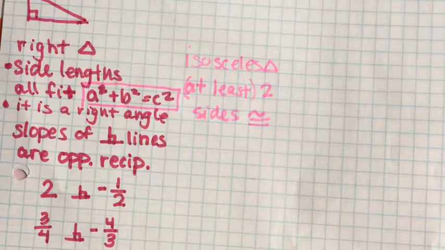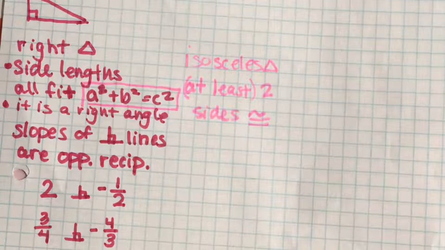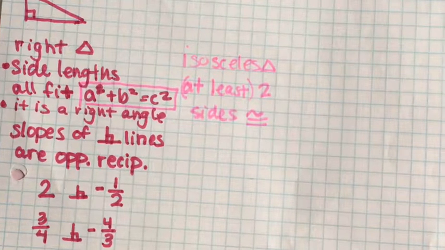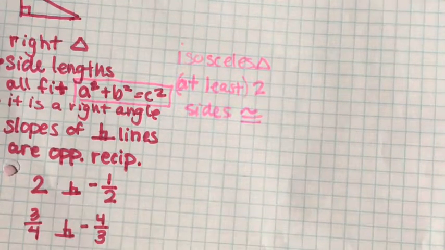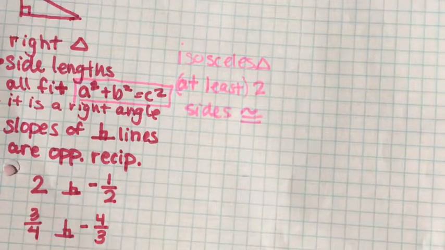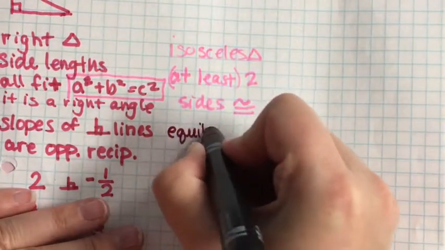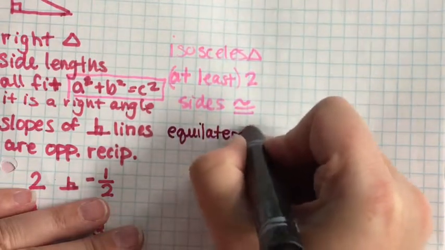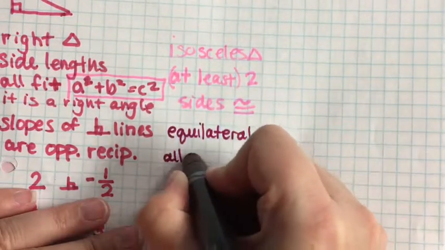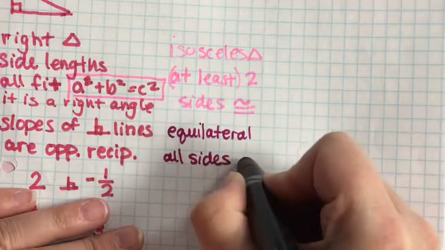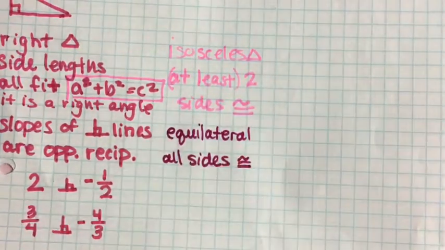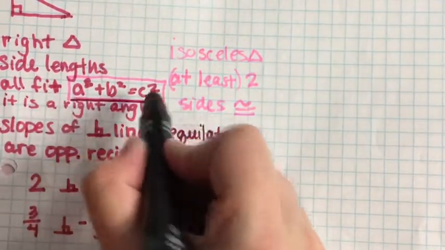Wait, so technically an equilateral triangle is an isosceles triangle? Yep, yep. So that's the other kind that he just said. We have equilateral, which is where all sides are congruent. And again, you'll have to use the Pythagorean theorem.